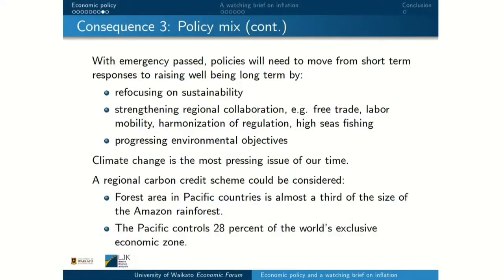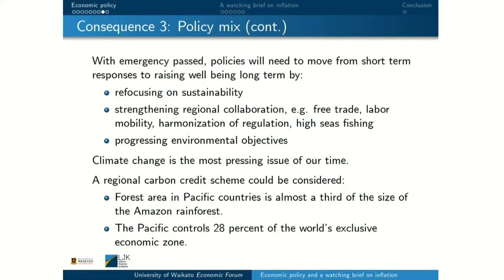As the emergency responses to the pandemic are passing, policies will need to shift from short-term responses to raising well-being long-term. There are several ways of achieving this: by refocusing on sustainability, strengthening regional collaboration through free trade, labor mobility, harmonization with our Pacific neighbors, including high seas fishing, and also by progressing environmental objectives.